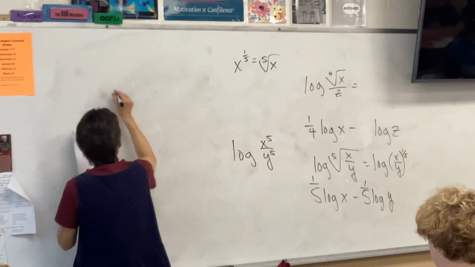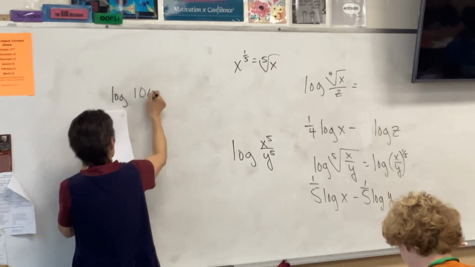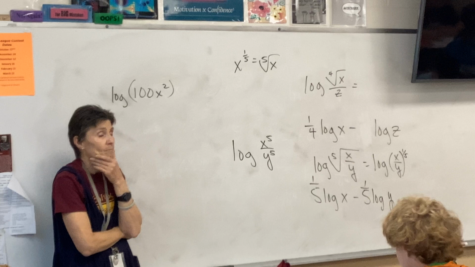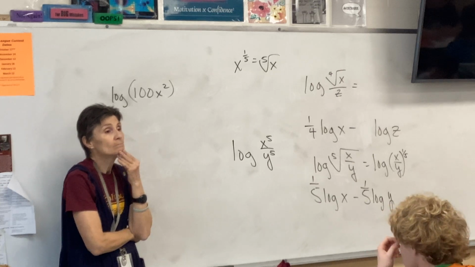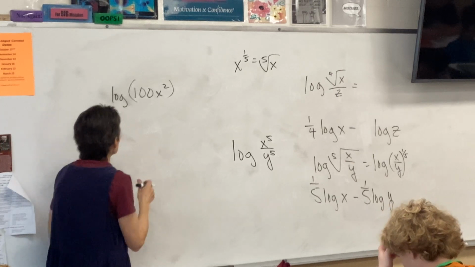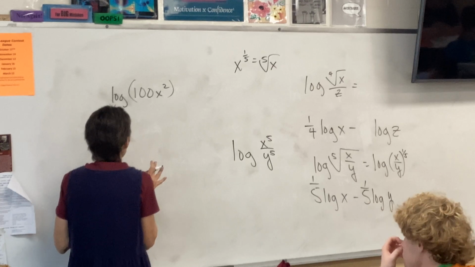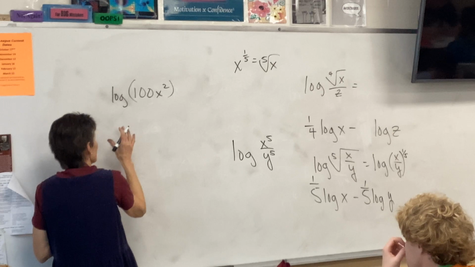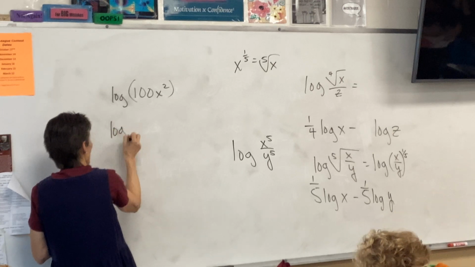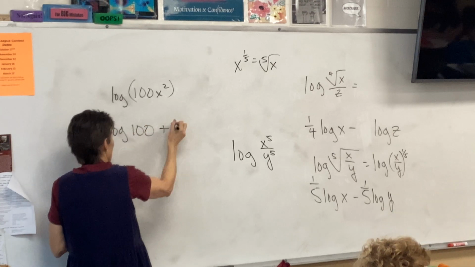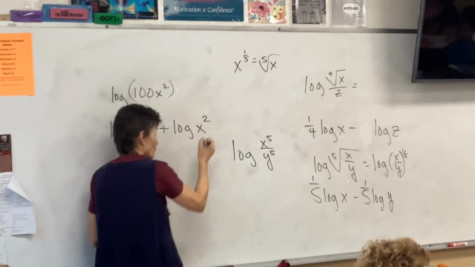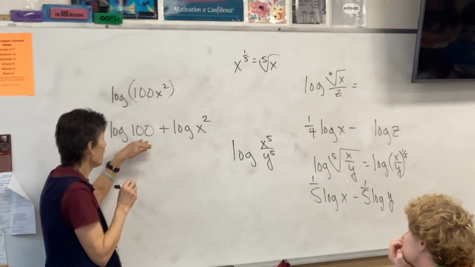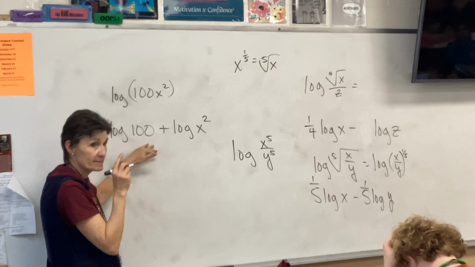So let's see, you have the log of 100 x squared. All right, ideas. Diego? Maybe 2 log 10. Okay, wait a second. Let's back up. This is the log of 100 plus the log of x squared. Would you agree with that, Diego? Yeah.